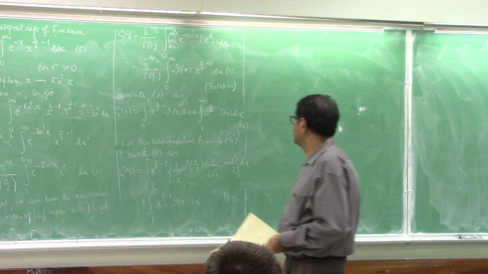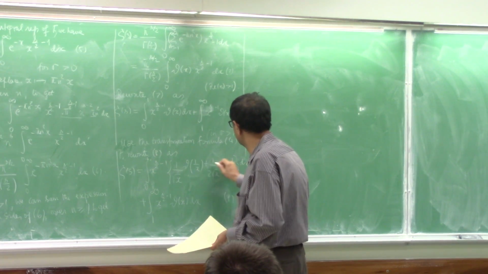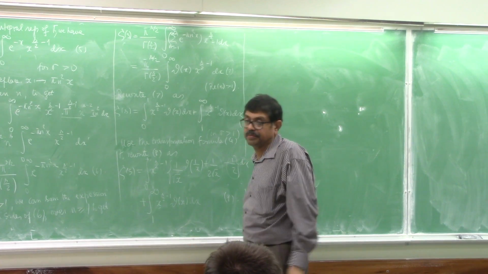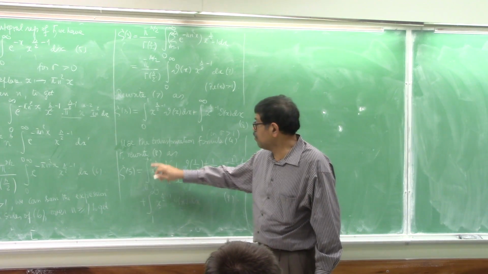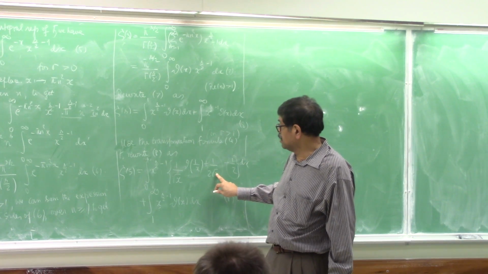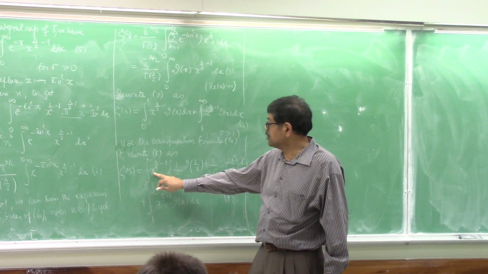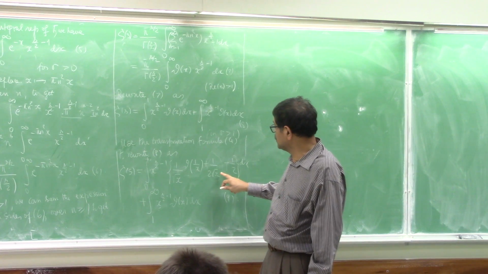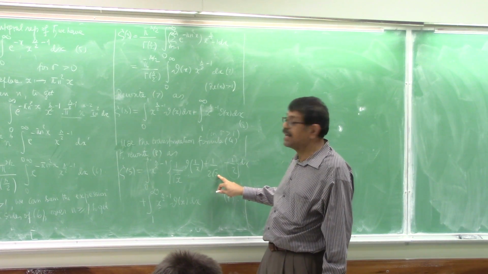Now, these two integrals I can evaluate exactly. They are just a 0, 1 integral of a power. So this integral is x to the power s over 2 minus 1, minus 3 halves.